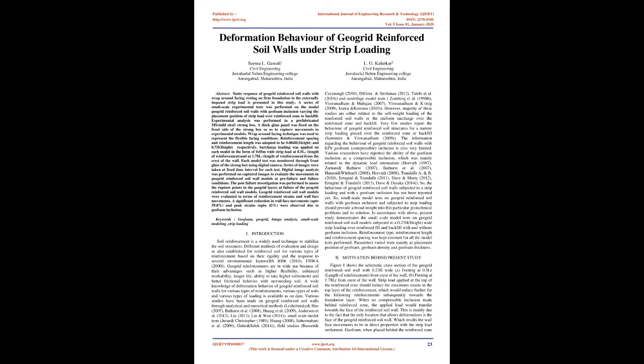Strip loading. Introduction. Soil reinforcement is a widely used technique to stabilize soil structures. Different methods of evaluation and design are also established for reinforced soil for various types of reinforcement, based on their rigidity and the response to several environmental factors (BS 8006, 2010; FHWA, 2000). Geogrid reinforcements are in wide use because of their advantages such as higher flexibility, enhanced workability, longer life, ability to take higher settlements, and better frictional behavior with surrounding soil.